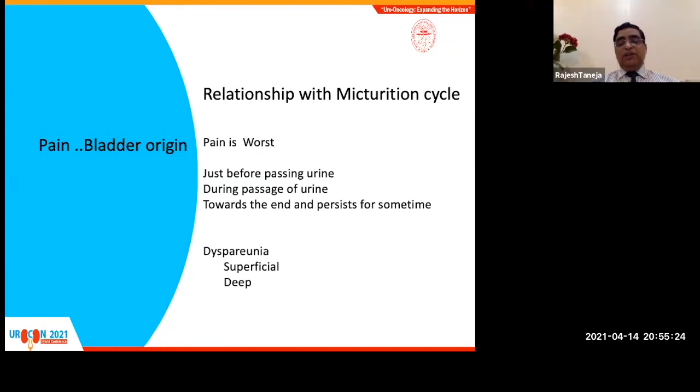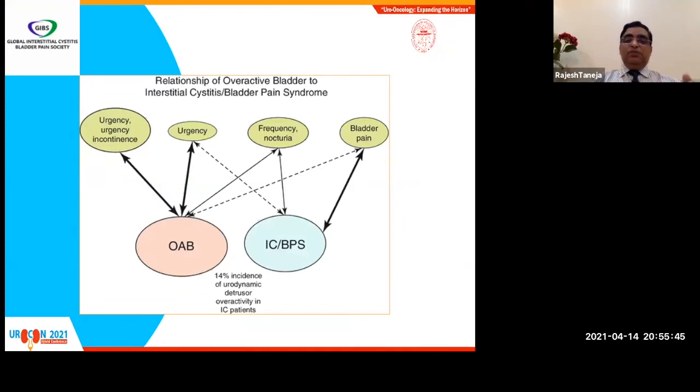Coming to dyspareunia, it could be superficial or deep. Superficial dyspareunia is usually due to a mucosal lesion around the vaginal introitus, and the deep one is related to inflammation either in the bladder, the posterior wall of the bladder, or the uterus or internal genitalia of the female. So when we come to the differential diagnosis, the closest is of course overactive bladder. But you see that overactive bladder very rarely has bladder pain. Both have urgency, frequency, nocturia, and of course there could be a fear of incontinence.